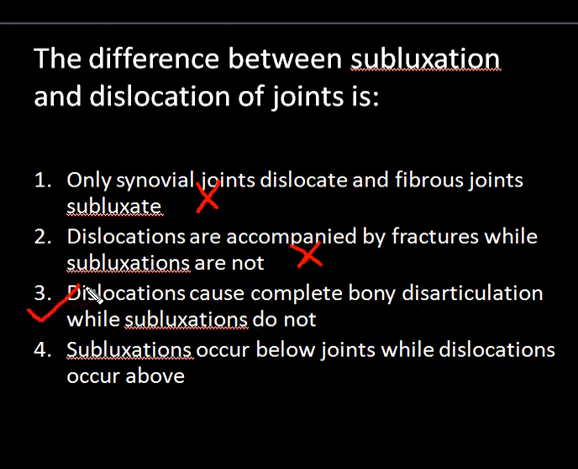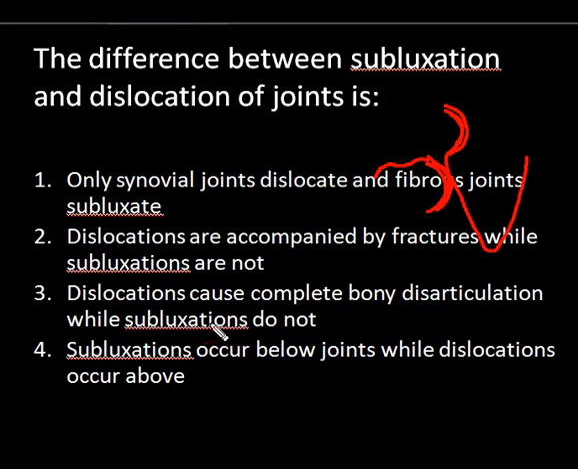So this is a true statement, because in dislocation, let's say for example in the shoulder joint, if this is the scapula and this is the humerus, and you're looking at the humerus here, in dislocation the humerus is not going to be articulating with the scapula at all. So if this is the scapula, the head of the humerus may lie anywhere. Let's say it's lying here. So there is no articulation between the head of the humerus and the glenoid cavity. So this is true. There's complete bony disarticulation. So they don't articulate with each other.